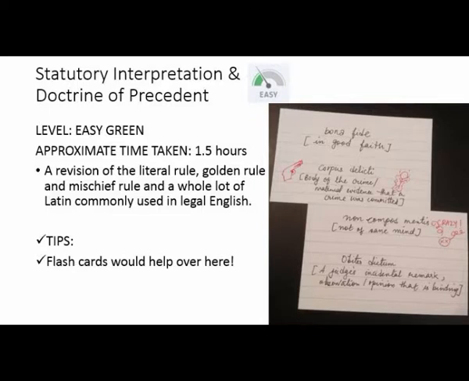Concept 3. Statutory interpretation and doctrine of precedent. For common law students, this is something extremely familiar. Just a revision of the literal rule, golden rule and mischief rule and a whole lot of Latin gibberish commonly used in legal English. Tips? Flashcards would be a lot of help over here.